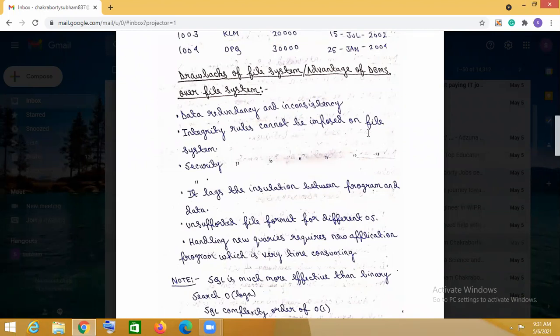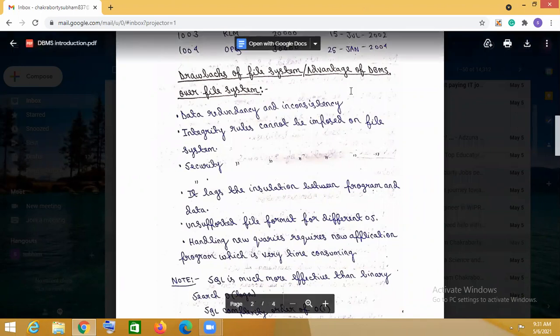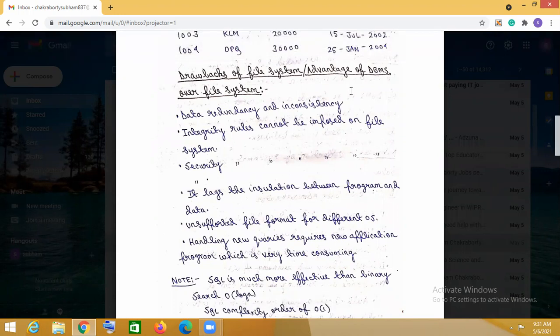That's why DBMS came into action. DBMS overcomes these drawbacks of the file system, and that's why we use DBMS. Clear? If anyone has any question, you can ask.